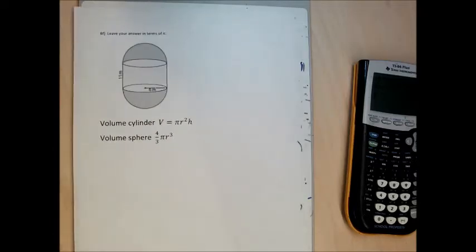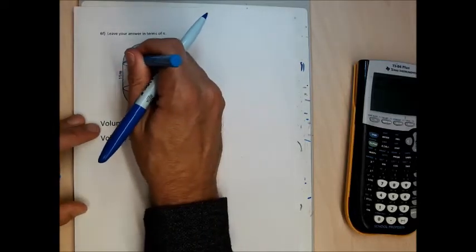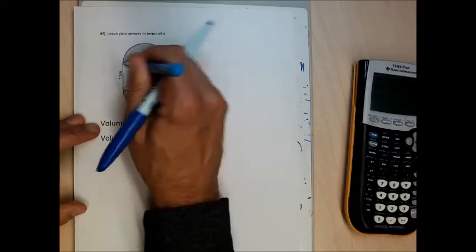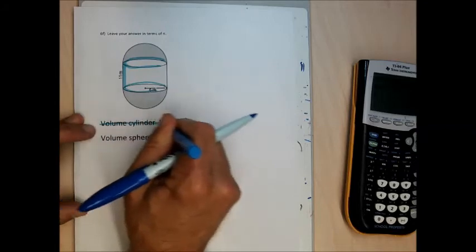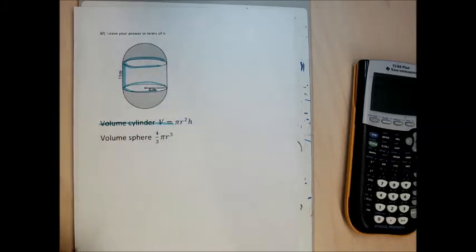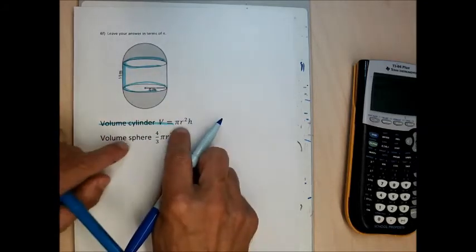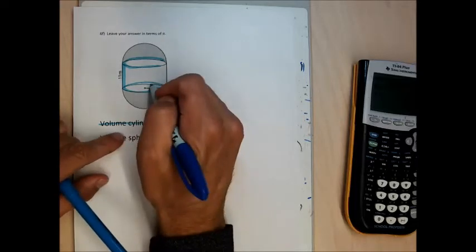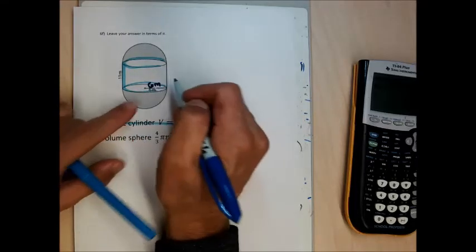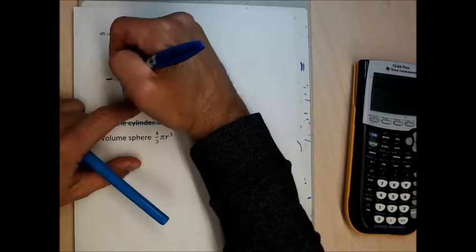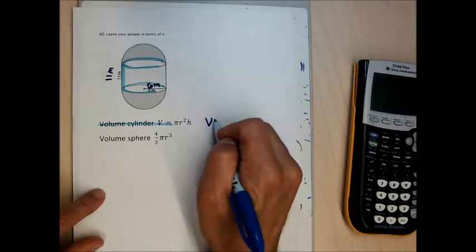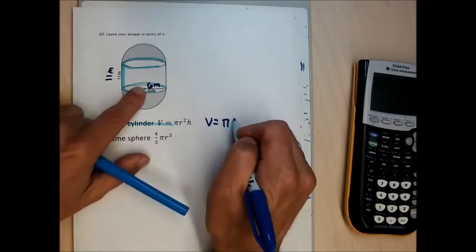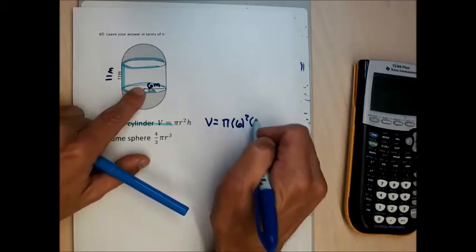One last volume problem. And this problem's tricky because it has a top and a bottom and a middle. The middle is like a Coke can, and a Coke can is a cylinder. So let me do the middle first. For a Coke can, the formula's volume is pi r squared h. The r is going to be this 6 meters, and the height is going to be the 11 meters. So for the volume of the cylinder, it's going to be volume equals pi times 6 squared times 11.